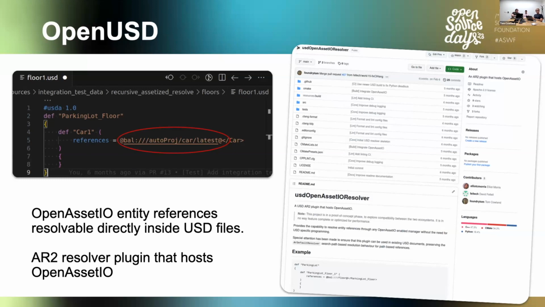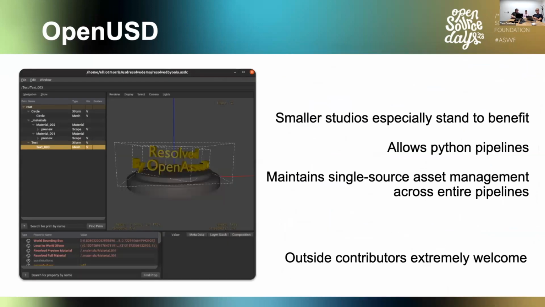So quick aside, if you don't know, USD stands for Universal Scene Description, and is a technology to define and describe and compose 3D scenes. So we have created the USD OpenAssetIO resolver, which integrates an OpenAssetIO resolve into a USD AR2 resolve. So you'll see here in the image of code, we have an OpenAssetIO entity reference directly inside a USD file. So you can link up your USD space with the rest of your OpenAssetIO enabled pipeline seamlessly. Next slide.